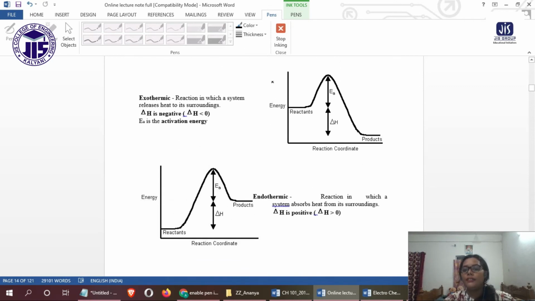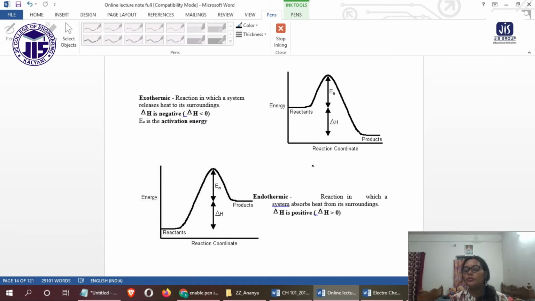Now you can see these two graphs. One of the graphs is for the exothermic reaction and the other is for the endothermic reaction.